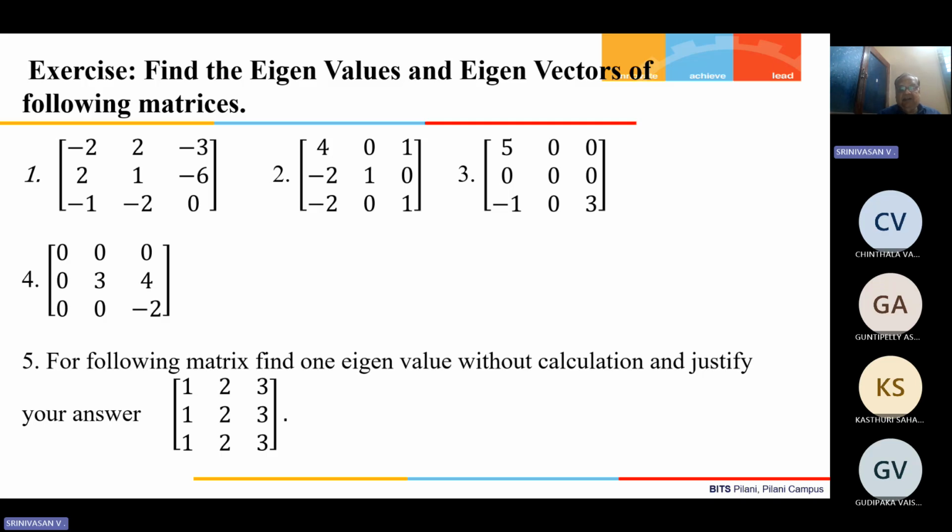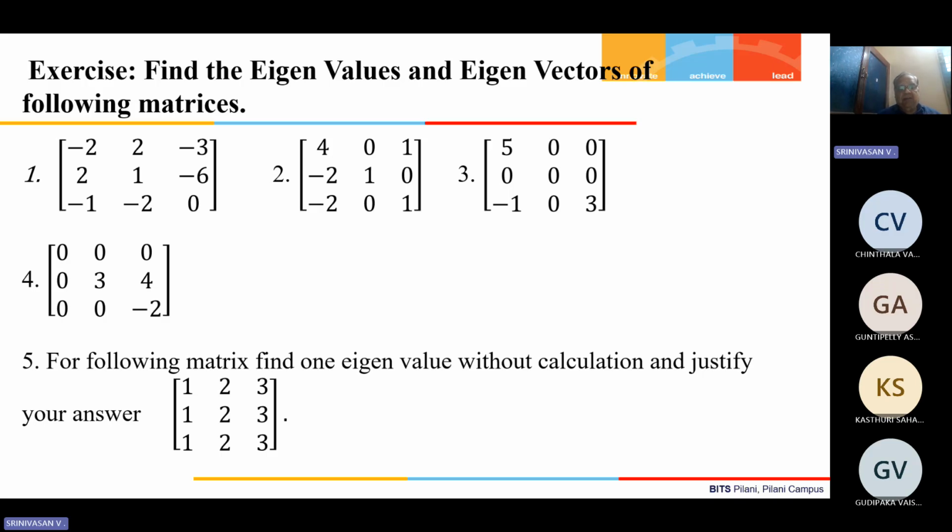Here, there is a property that if any two rows or columns of a matrix are identical, then its determinant will be 0, isn't it? So here, in fact, all three are identical. Even if only two are identical, its determinant value is 0. So its determinant value is 0, which means by another property of eigenvalues, the product of eigenvalues equals 0. So at least one eigenvalue will be 0.